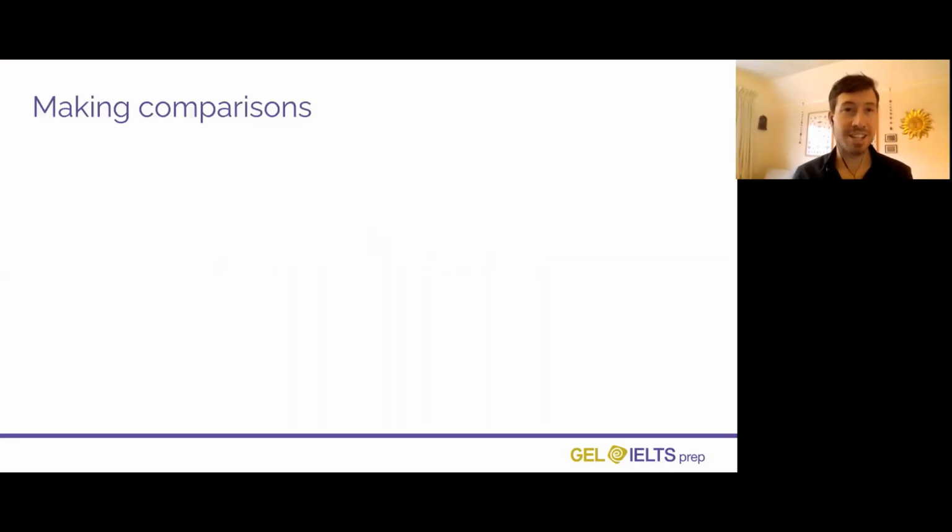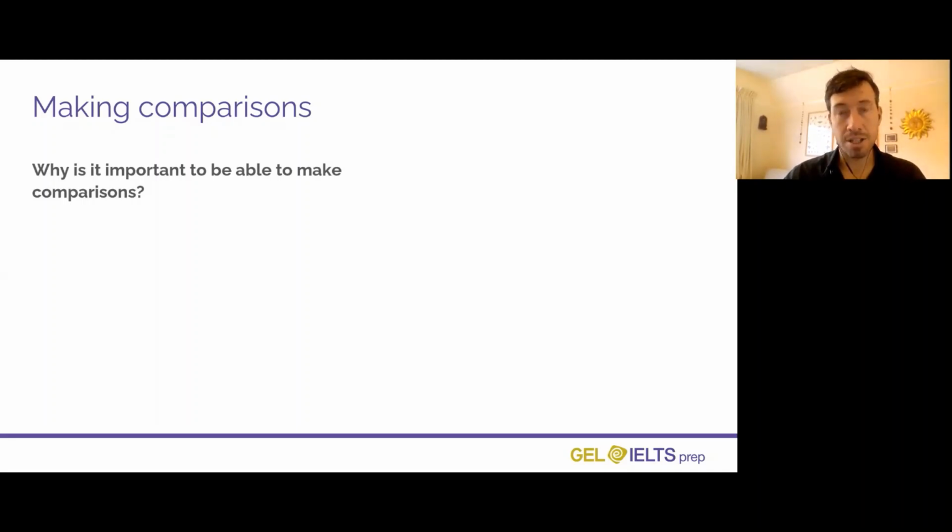So let's get started. So we're talking about making comparisons. It's important to think, why is it important to be able to make comparisons in the writing task 1? Well, you need it nearly for every writing task 1. Most of the time you need it. The only one where you might not need it is in processes, but a lot of the time you need it, particularly for graphs and charts.